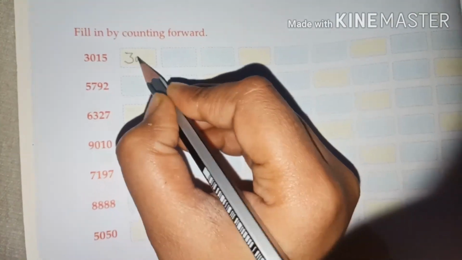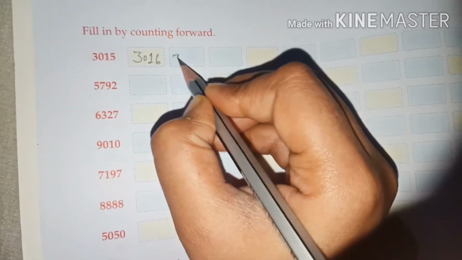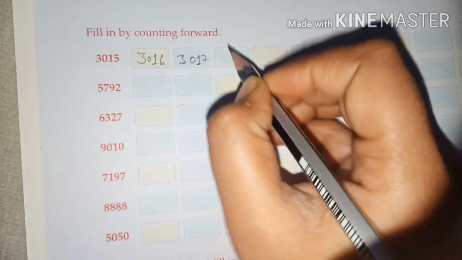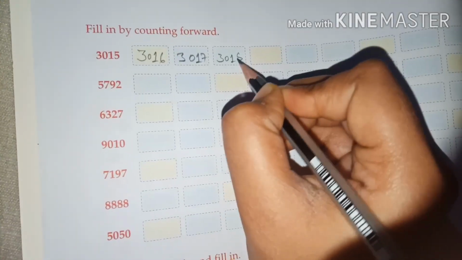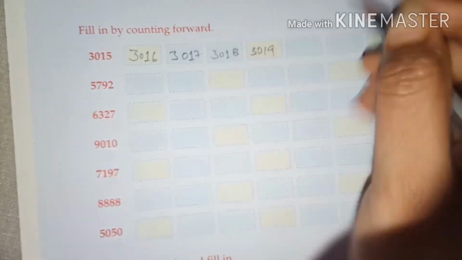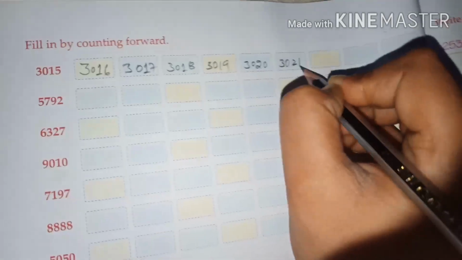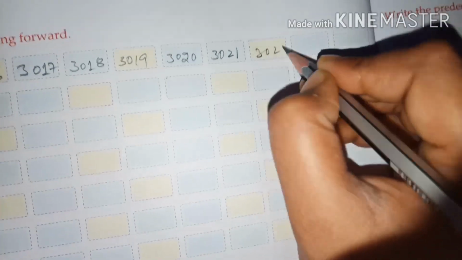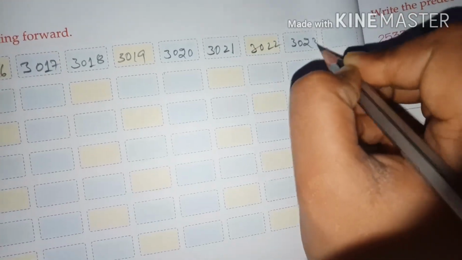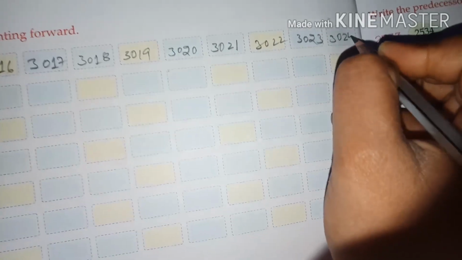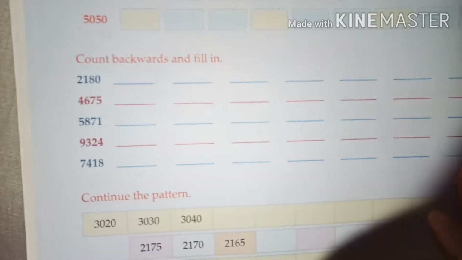3015 के बाद you get 3016, and then 3017, 3018, 3019, 3020, 3021, 3022, 3023, 3024. Okay, now count backwards.